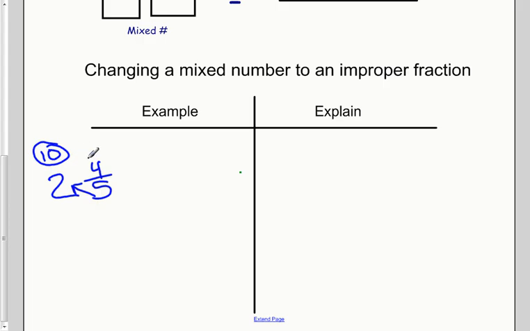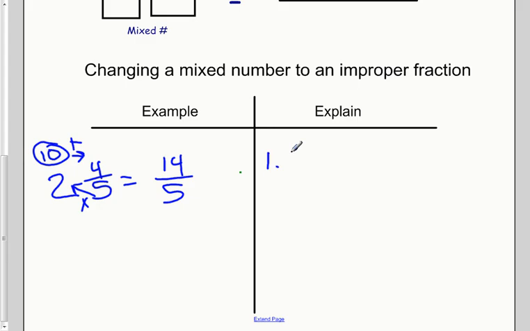Then the top tells us we have some leftover pieces. So we're going to go ahead now and add. So here we're multiplying. 5 times 2 is 10. Now we're going to take those 10 pieces that are in my 2 pies and add the leftovers. So 10 plus 4 equals 14. And then remember, the denominator stays the same.